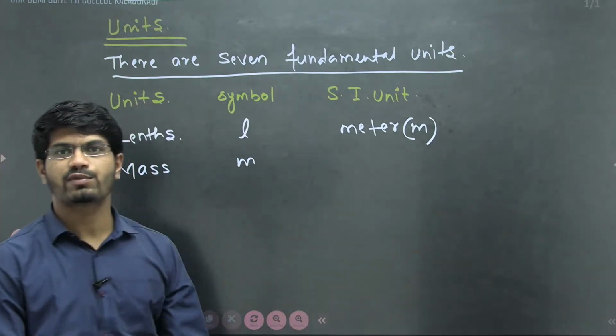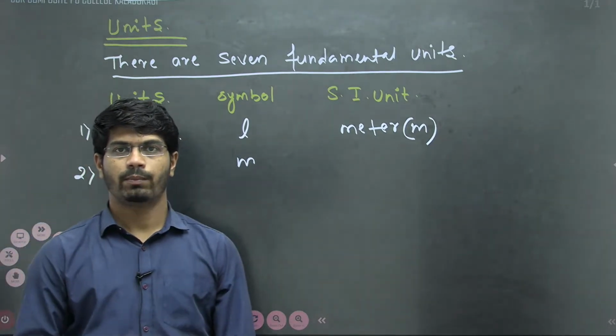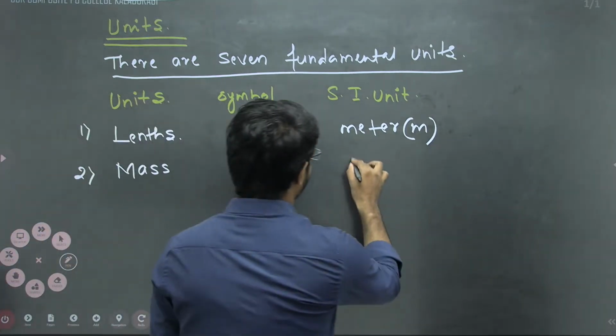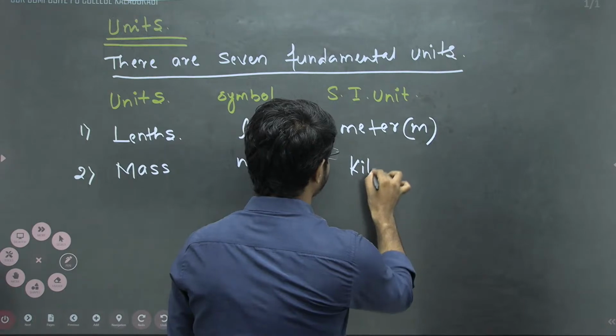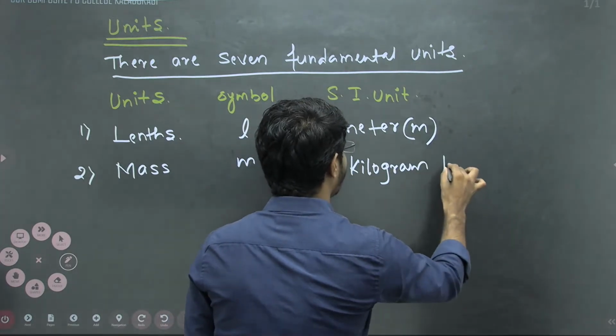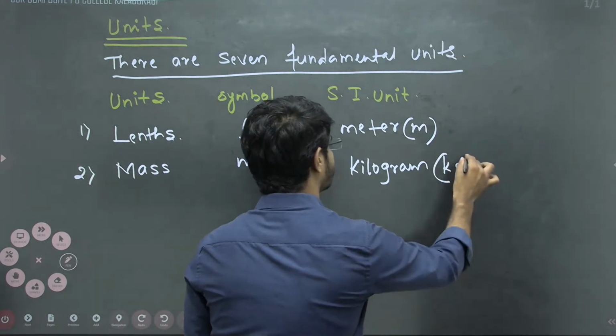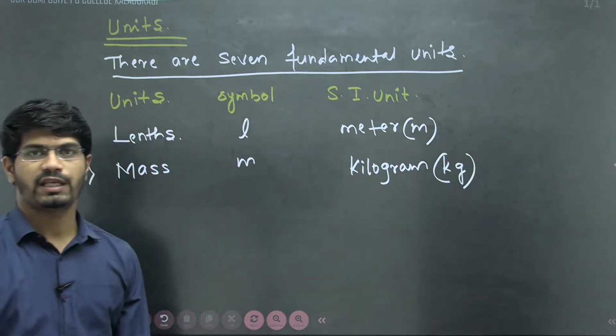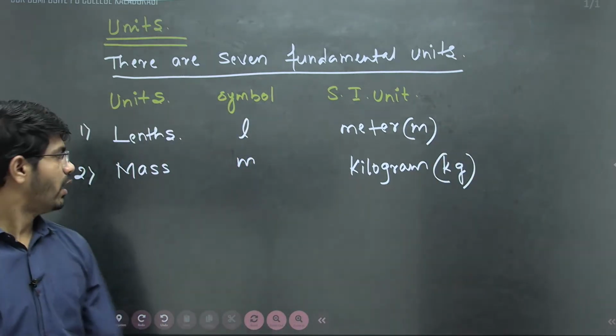The SI unit for mass is mass again. It can be measured in terms of gram, milligrams. But the SI unit for mass is kg, kilogram, which is abbreviated as kg. Clear? Right.